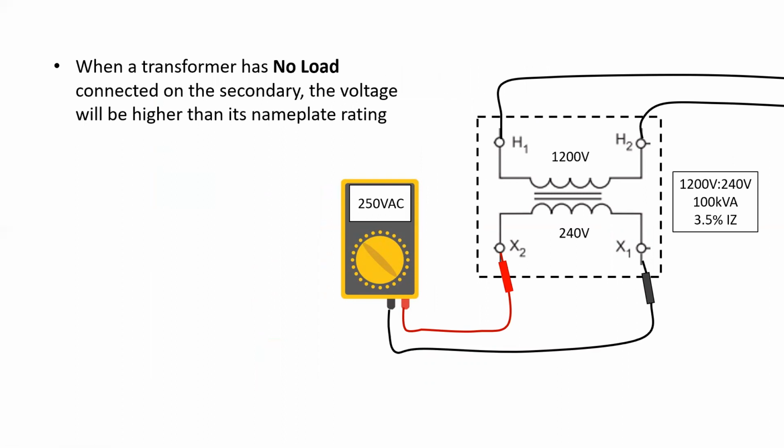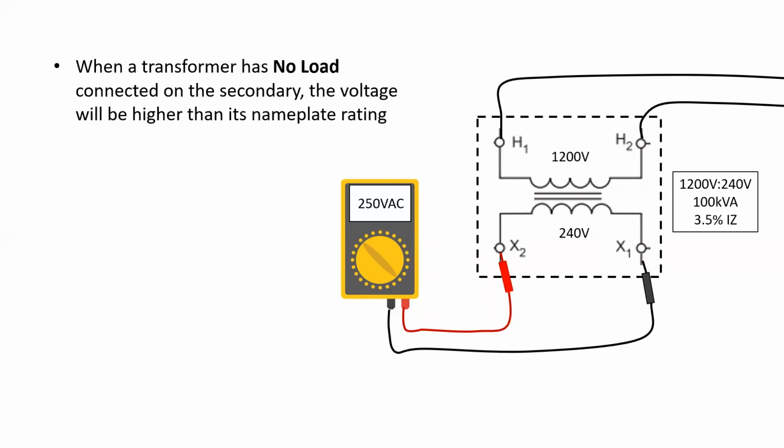So the first thing is that when a transformer is connected with no load on the secondary, it will have a secondary voltage that is higher than its nameplate rating. This is the same for almost any type of source out in the electrical industry.